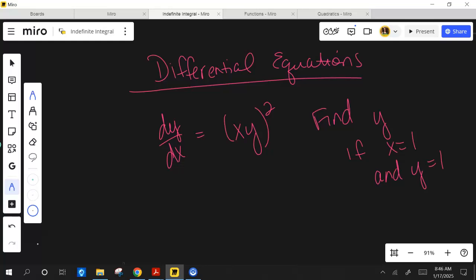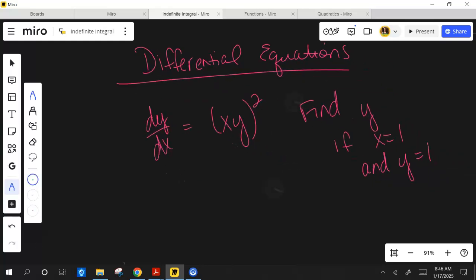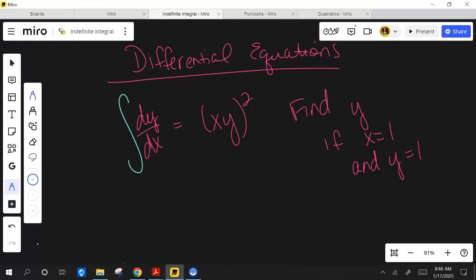Find the equation for y if x equals 1 and y equals 1. Go. Okay, but the problem is if I do antiderivative now, if I came over here and did antiderivative, can you do antiderivative here? You got a y in there. What you gonna do? You got two variables.